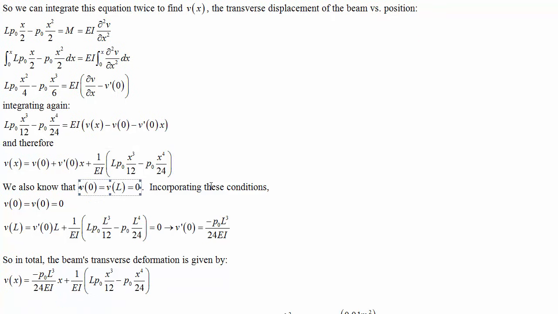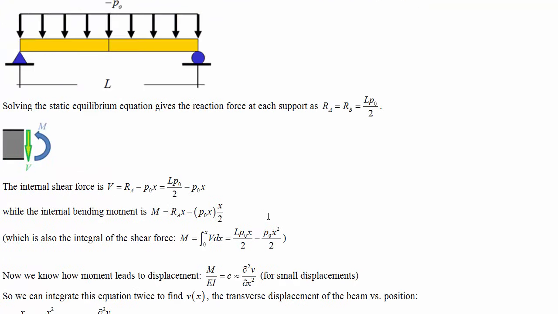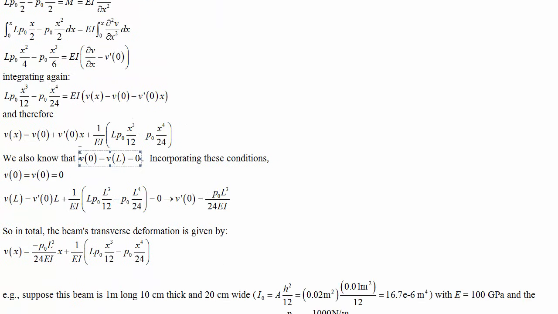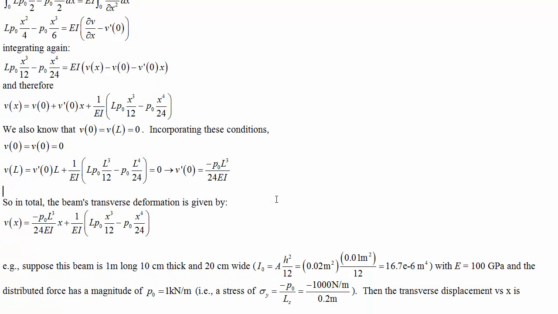Now, we know that at 0 and at L, the transverse displacement is equal to 0, because of the supports, it can't move vertically here or here. Then we can substitute these conditions, these boundary conditions, into the differential equation's solution to solve for what these two constants are, and come up with what the entire transverse displacement is at each point along the beam.